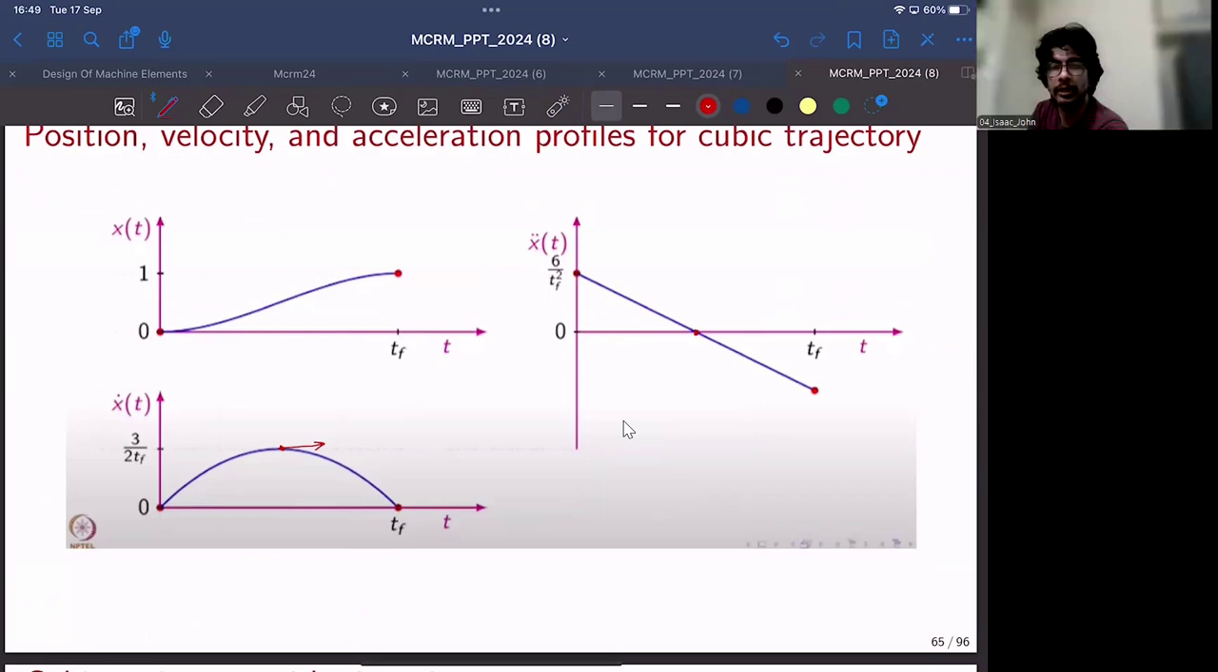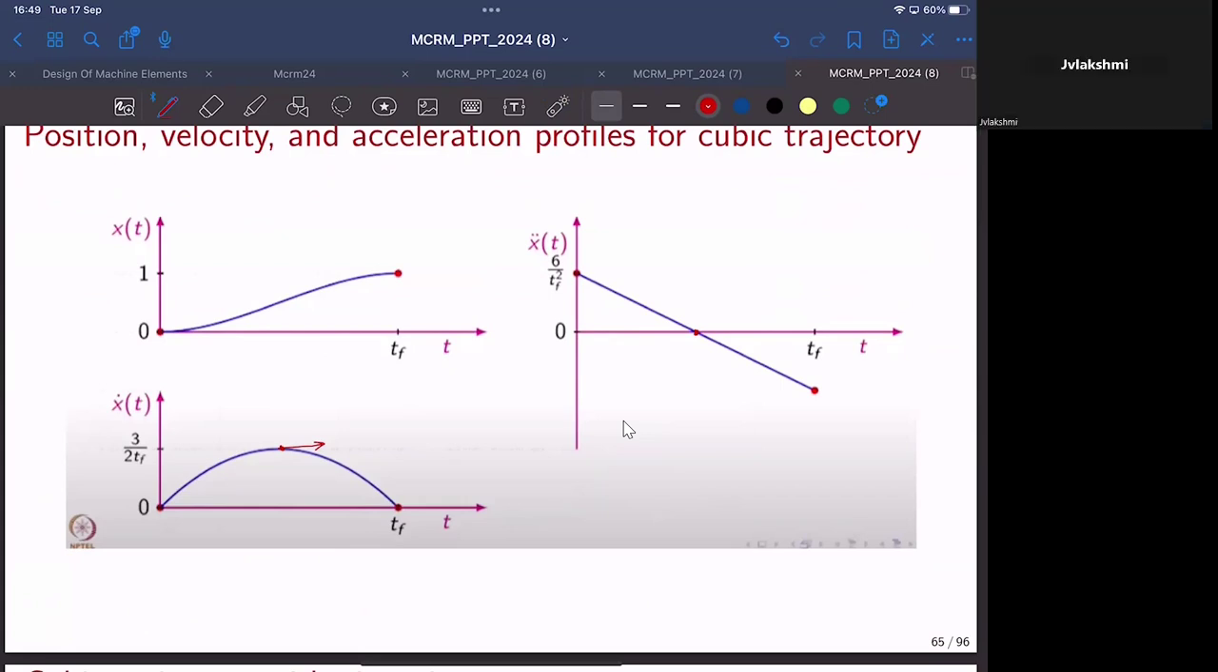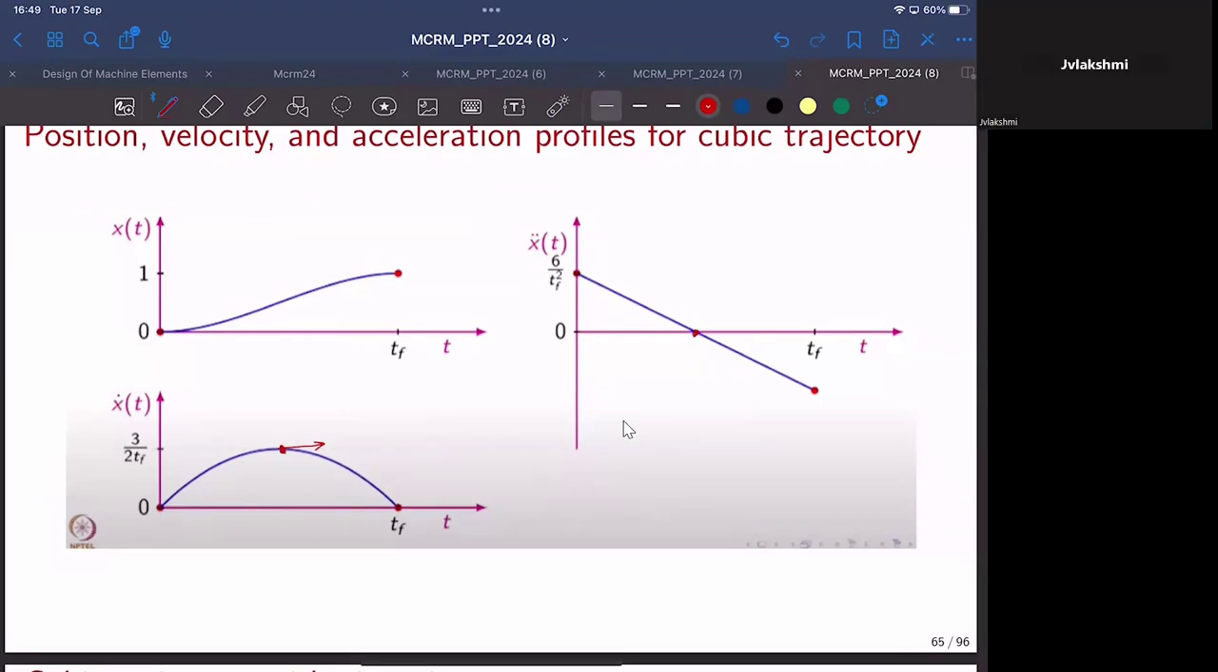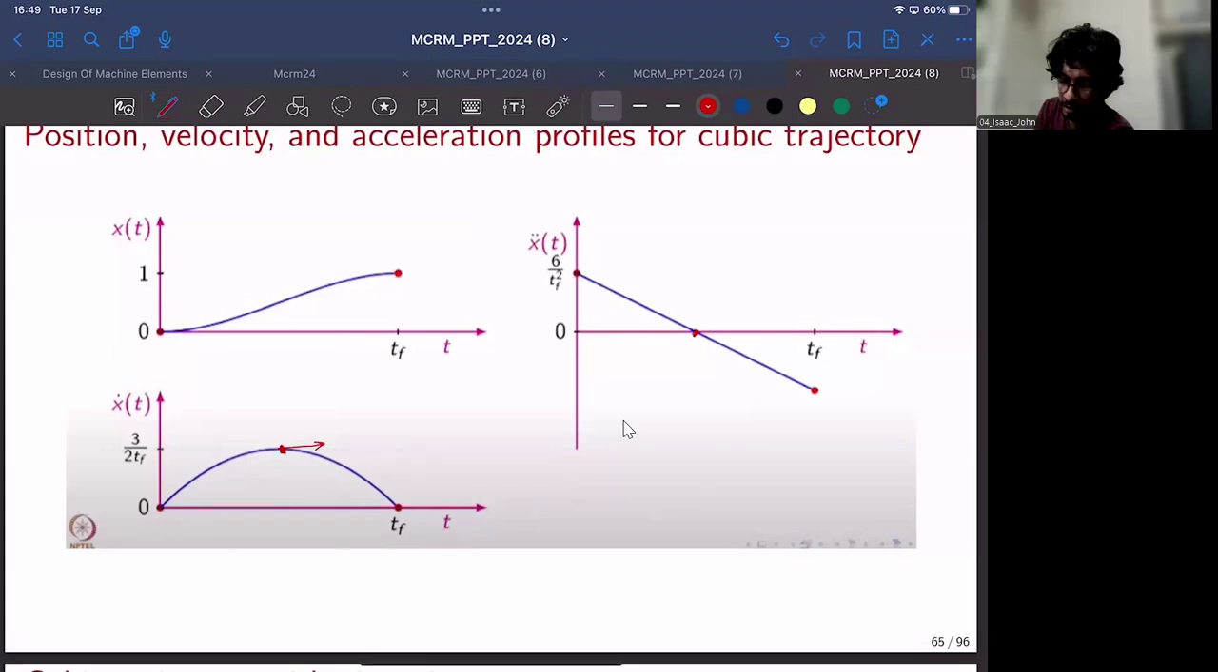Between consecutive points, acceleration is zero, so velocity would be the same. That is correct. But this is instantaneous actually. At this point only, the acceleration is zero. So at this instant, it means that there is no acceleration.